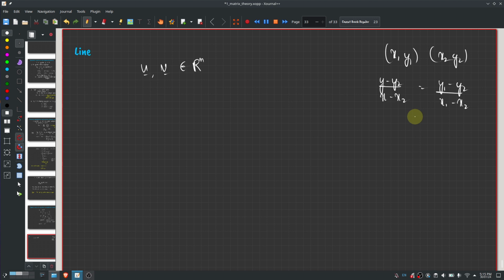I want to write this a little differently. I want an expression for x comma y in terms of all of these parameters. In fact, if I multiply the numerator and denominator by any real number, let's say alpha, this remains unchanged, correct? So now if I say that alpha y minus y2 equal to y1 minus y2 and alpha x minus alpha x2 equal to x1 minus x2, then everything essentially remains unchanged, correct?